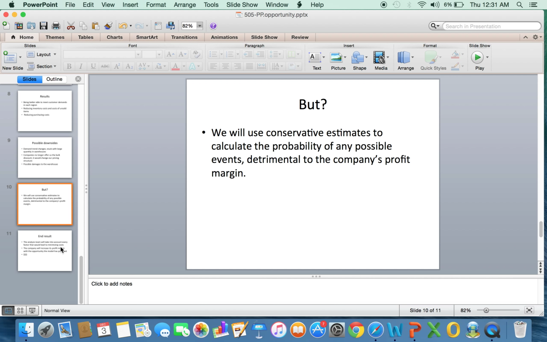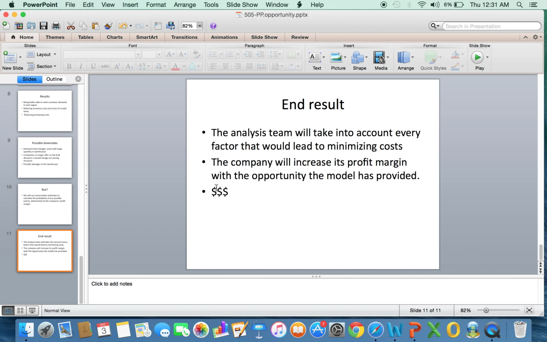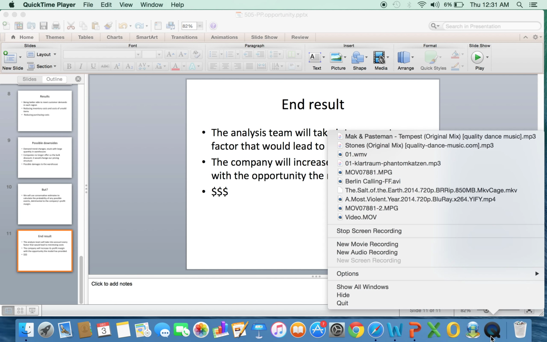And what is going to be the end result? Well, the end result is that the analyst team will take into account every factor that will lead to minimizing costs. So we're going to have a much healthier business model. The company will increase its profit margin with the opportunity the model has provided. And as seen here with those dollar signs, we're going to be making much more money and our company will be able to thrive better.